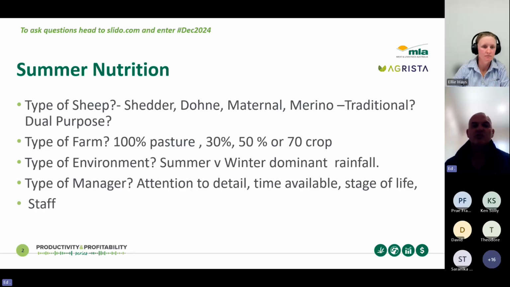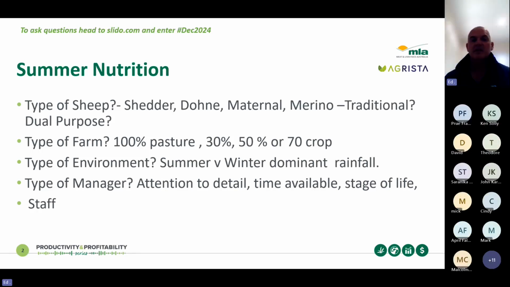But there's a huge range from shedders, Dorpers, maternals, and merinos. And within merinos, we have traditional types and then dual purpose types. And obviously then we can go into looking at the weight of the sheep. So those things are all important. And then the type of farm you're on.